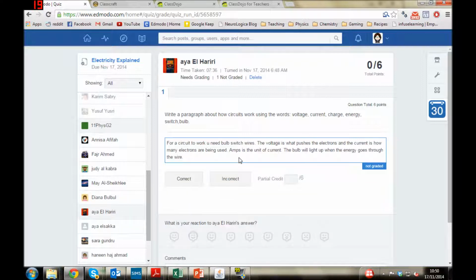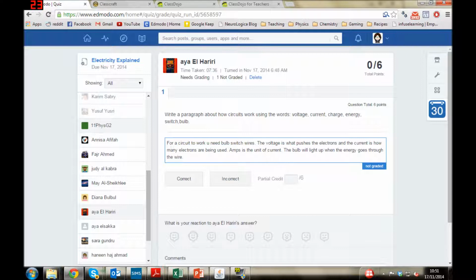Aya El Hariri. For a circuit to work, what is this? Is this text speak? You need bulb switch wires. Okay. Grammatically not very good there. I'd agree that you need these things, but you're missing a battery, a power source, the most important thing. Voltage pushes the electrons, yeah, and the current is how many electrons are being used. It's how many electrons flow past a point per second, okay? Amps is the unit of current, correct?